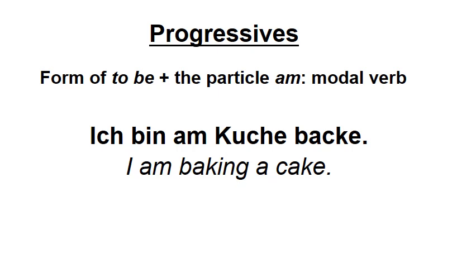But this construction here with ich bin, the verb to be, kind of emphasizes that you're doing it right now. Ich bin am Kuchen backen. I am baking a cake right now, this very second. That's what I'm doing. So if somebody were to ask you, what are you doing? You could certainly answer, ich backen Kuchen. I am baking a cake. If you want to emphasize that you're doing it right now, ich bin am Kuchen backen.